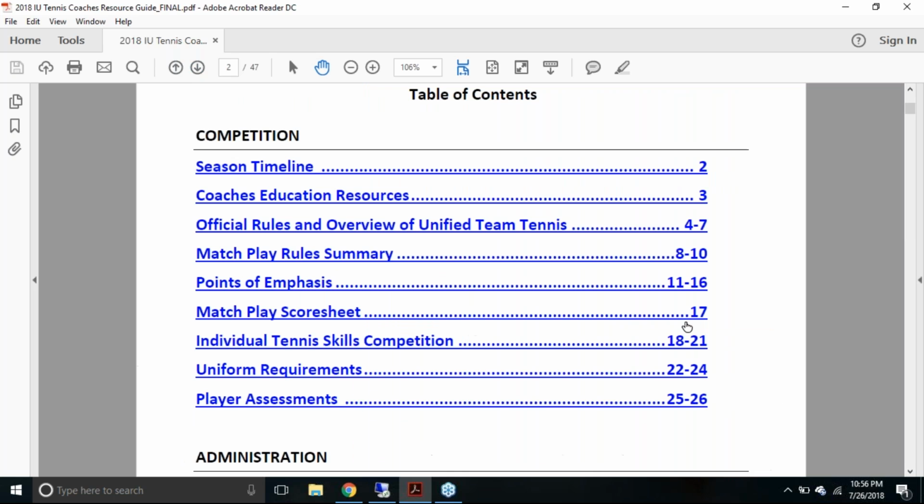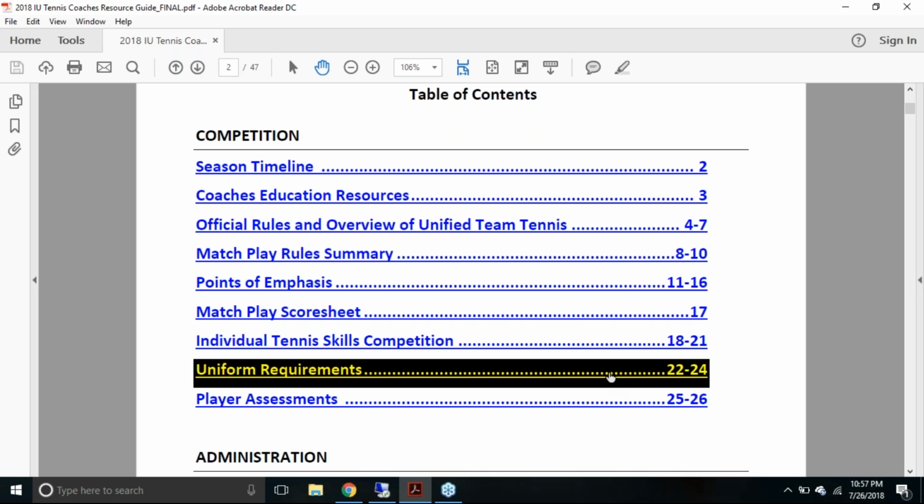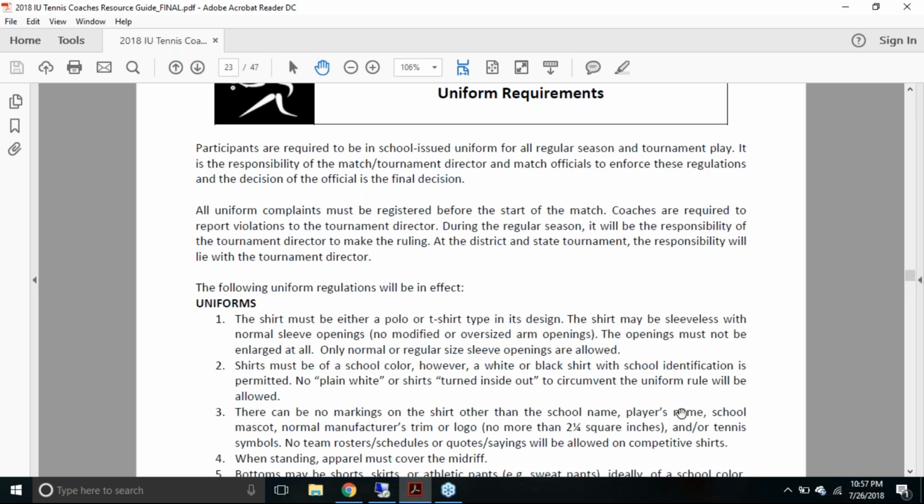So just jumping back to our table of contents, we have reviewed coaches' education resources, official rules and overview of unified tennis, match play rules, points of emphasis. We also have an example of the match play score sheet, which is here at this hyperlink. We won't review it now. And then we will talk about uniform requirements and player assessments.